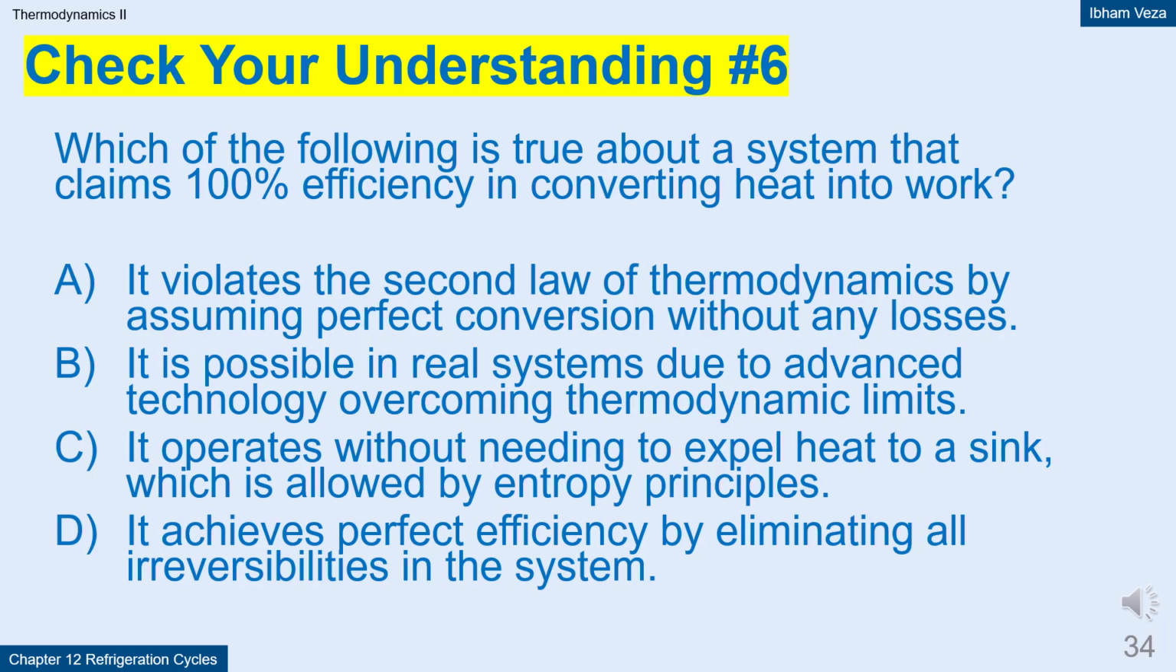B. It is possible in real systems due to advanced technology overcoming thermodynamic limits. This is incorrect because even with advanced technology, the second law of thermodynamics cannot be violated, and 100% efficiency is not achievable. C. It operates without needing to expel heat to a sink, which is allowed by entropy principles. This is incorrect because according to the second law of thermodynamics, some heat must be rejected to a sink to avoid violating entropy principles.